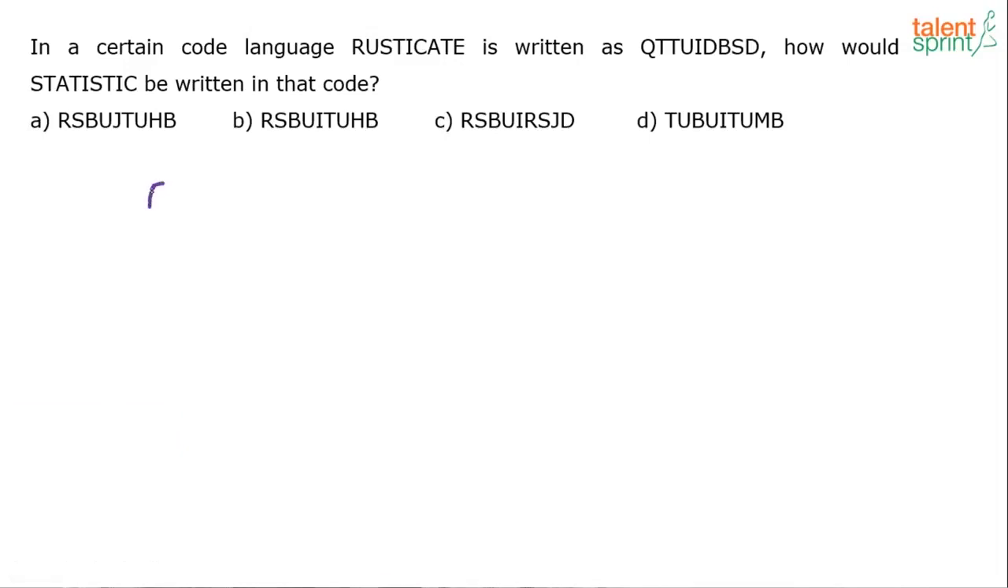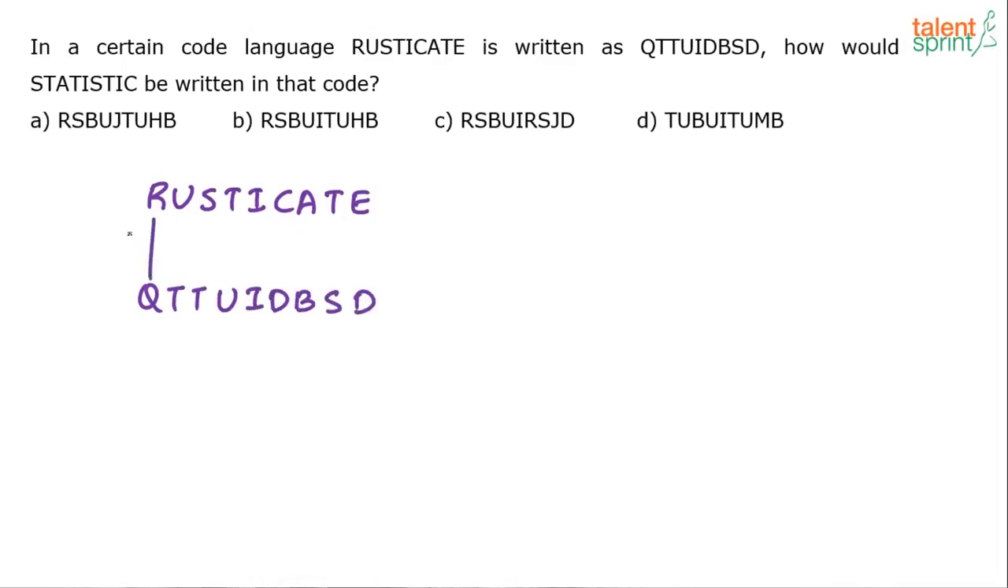So let's write the word rusticate. Rusticate has become QTTUIDBSD. So if you observe R to Q, it is -1. U to T is also -1. S to T is +1. S plus 1 is T. T to U is again +1. You understand? QR, TU, ST, TU, and so on.